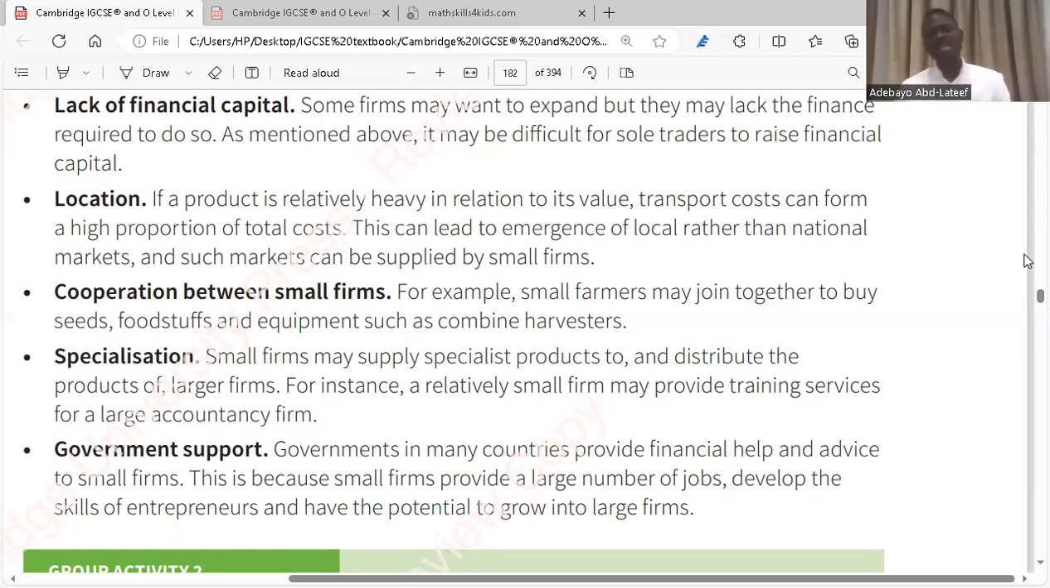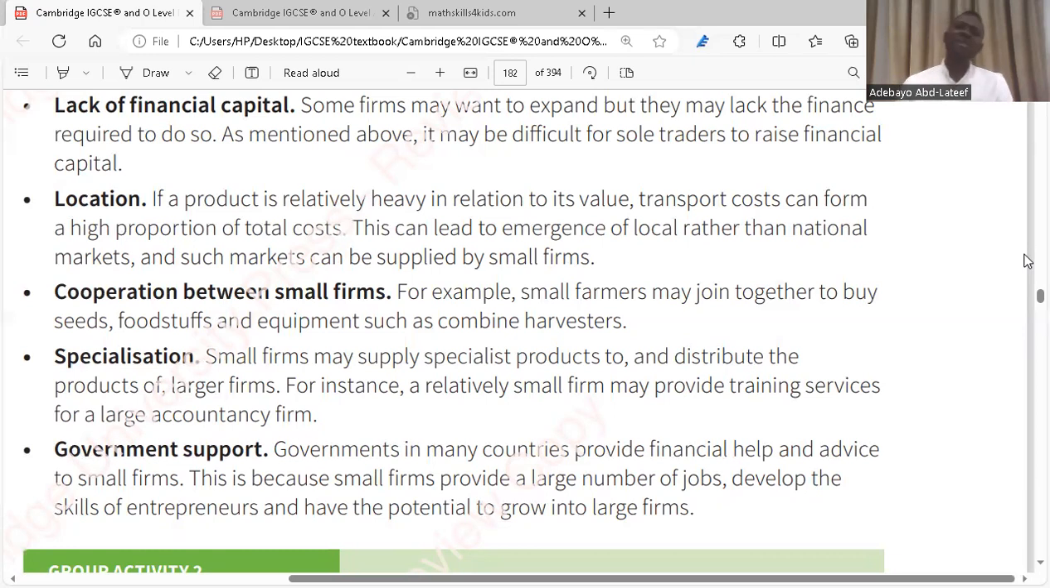The next one is specialization. Some firms remain small because they concentrate on producing one aspect of production. So that aspect does not need to be so big. You get it? There might be a niche market. They might be producing for a niche market. That means specific products for specific customers.